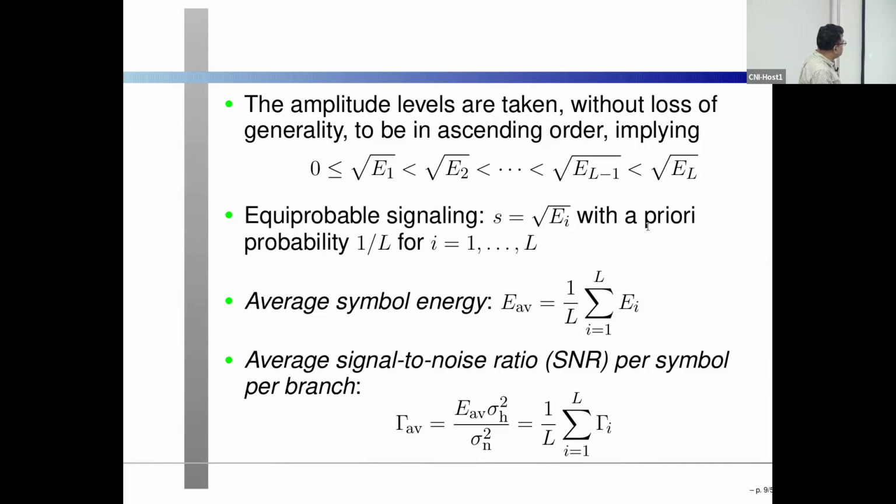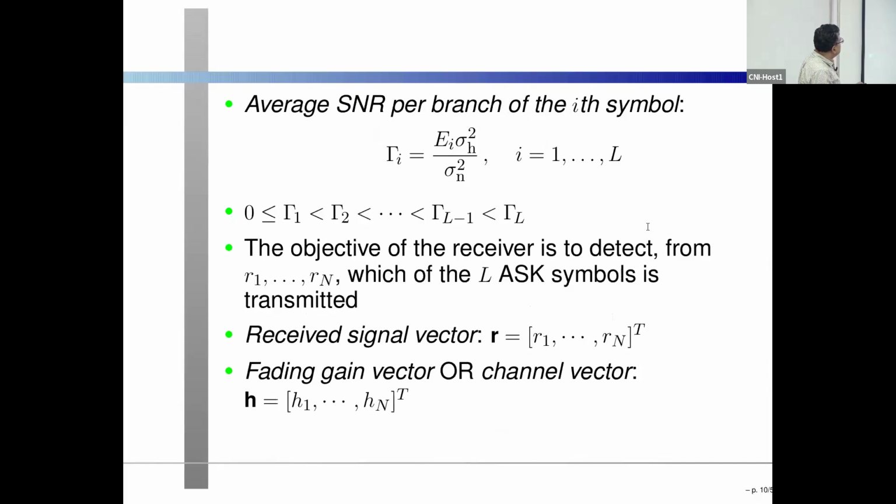So we call it gamma average, and gamma i is the SNR per branch of the ith symbol, the average SNR per branch. So it's Ei sigma h squared by sigma n squared. Of course, because the energies are in ascending order, so are the gammas, the average SNRs. Now the objective of the receiver is to detect from R1 to Rn which of the L ASK symbols is transmitted. Very simple digital communication problem.